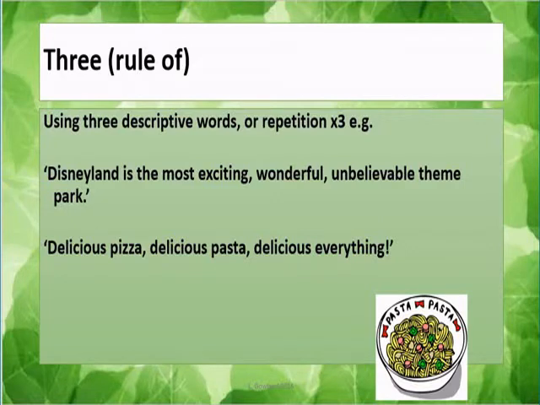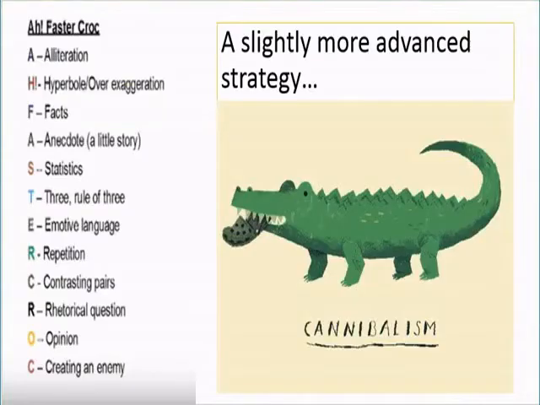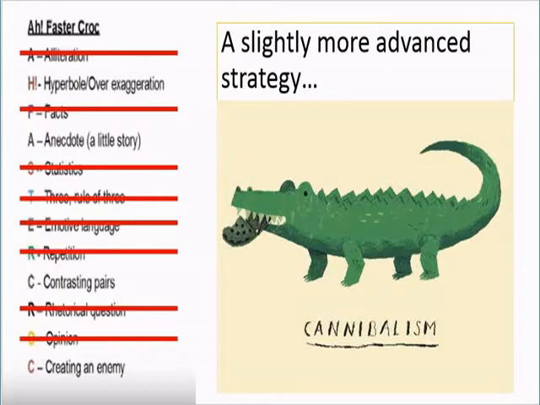There's something else that we can do that's maybe a little bit more sophisticated, a little bit more advanced, and that's FASTER CROC. So, for FASTER CROC, lots of these are actually the same. So we've got alliteration, hyperbole, facts, anecdote, statistics, the rule of 3, emotive language, repetition, contrasting pairs, rhetorical question, opinion, and creating an enemy. And you can see this croc was a bit faster than whoever was wearing these crocs. Now, it's slightly more advanced, but only slightly. It looks like a huge long list, but we've already done all of those ones when we did DeForest. So those are gone, we don't need to worry about those. Instead, we'll just go through hyperbole, anecdote, contrasting pairs, and creating an enemy. And by going through those ones, we'll have filled in the gaps in our FASTER CROC.